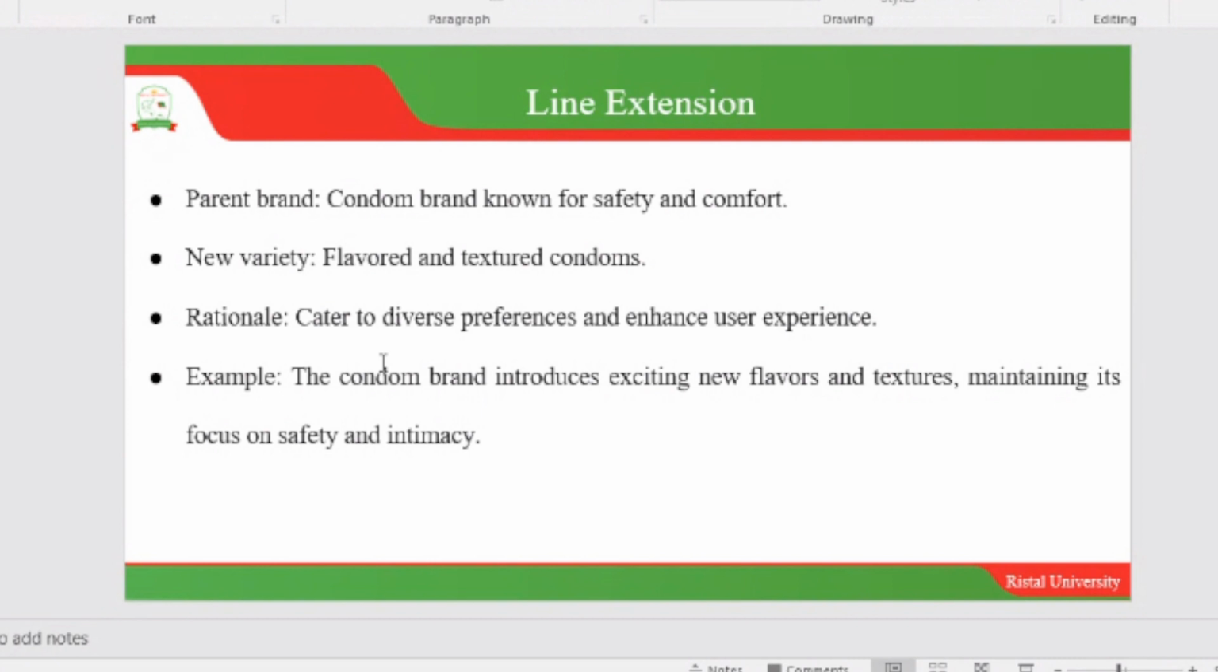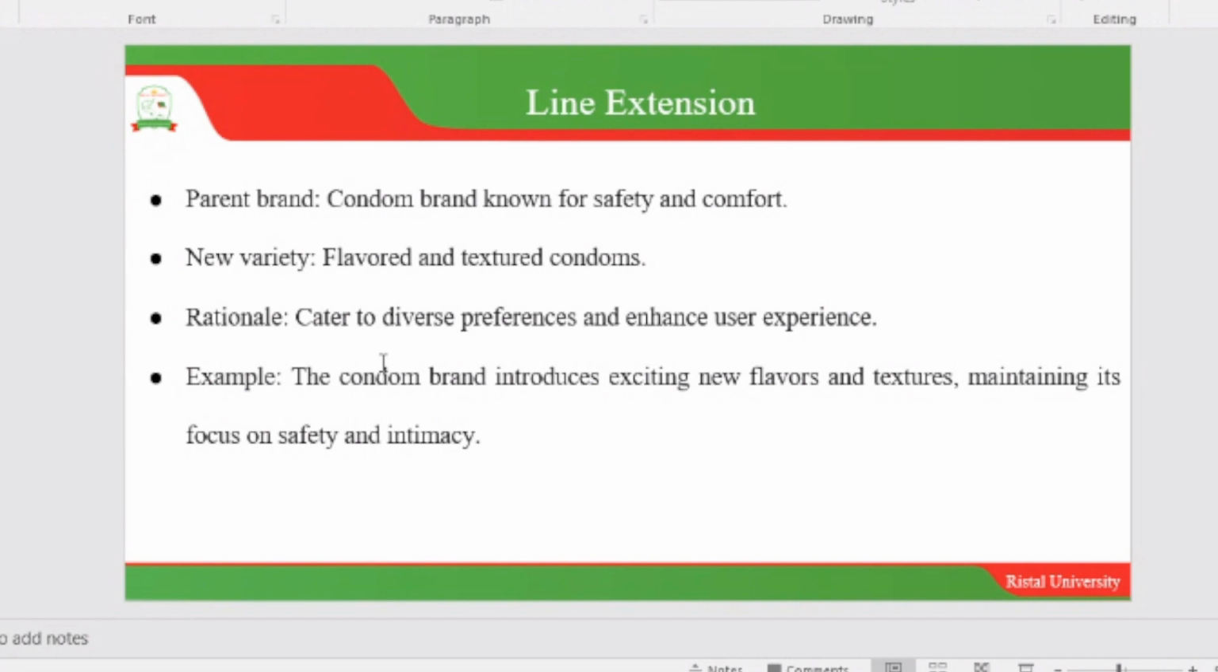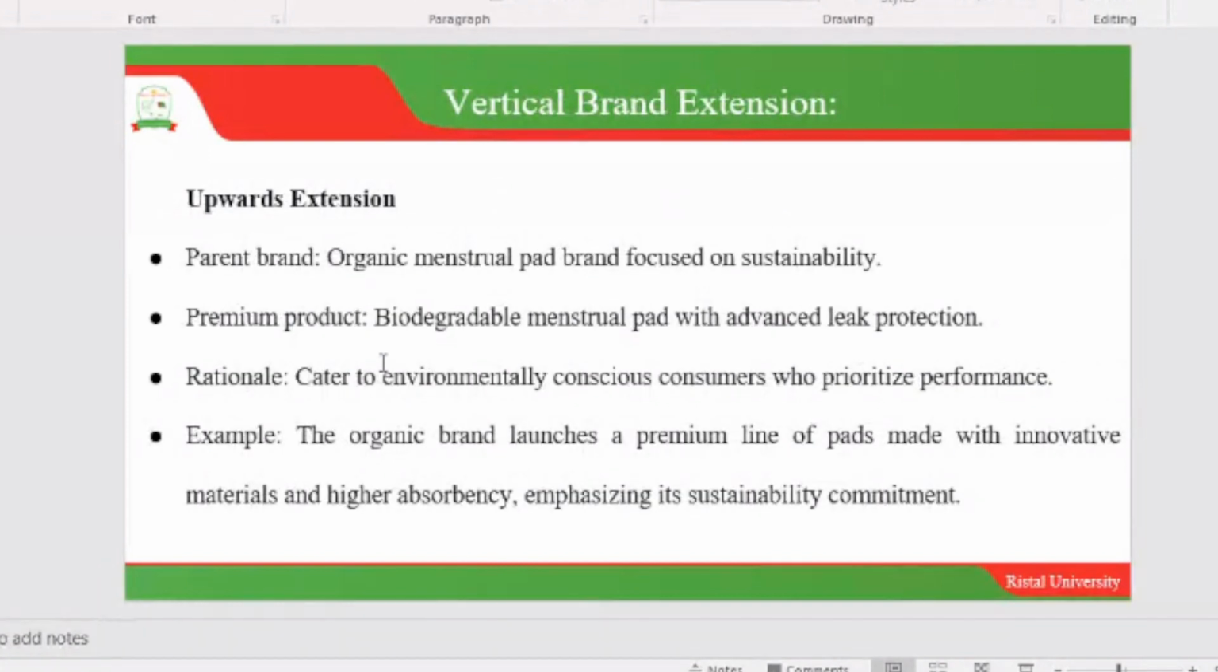It caters for user experience. So because people have different tastes and preferences, as you continue to modify, you actually build on what other people would want to identify with, or what other people would want to enjoy or have preferences over. So that is why we're saying that is a line extension. So vertical means upward.